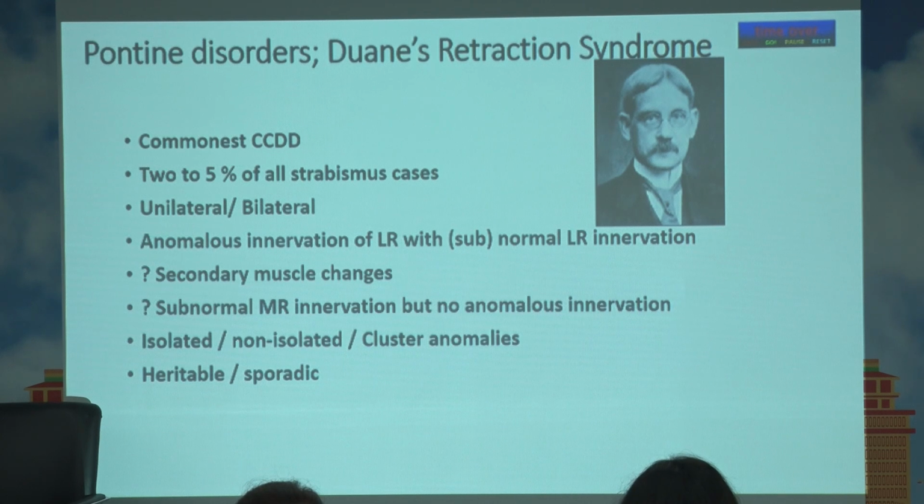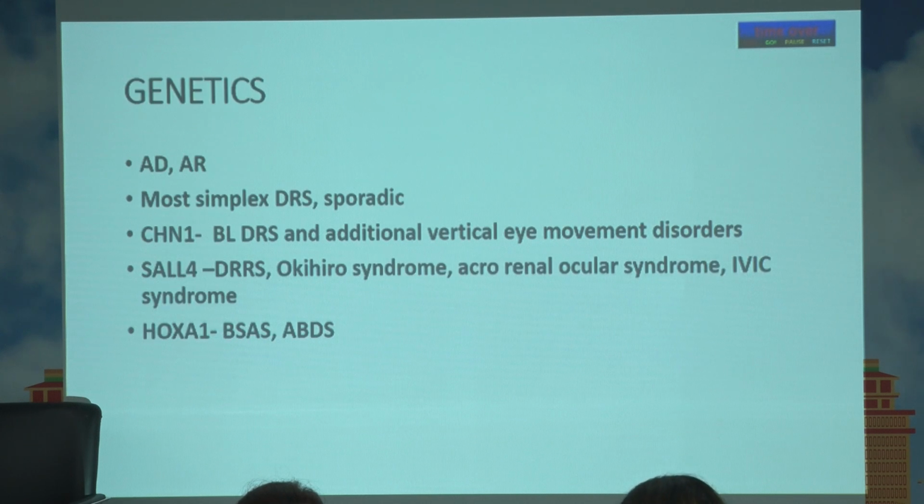Duane's is another most important CCDD. You all know, you have all seen Duane's syndromes, and there is no point talking about it. The more we talk, the more we get into difficulties. So a very diverse presentation and very challenging. And genetics is either autosomal dominant.